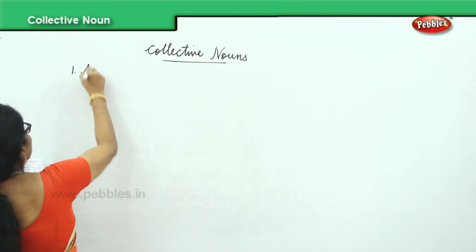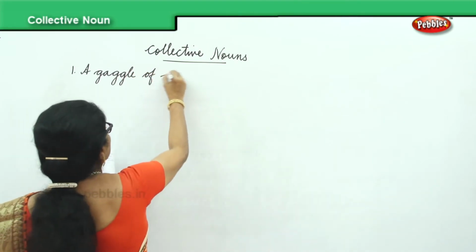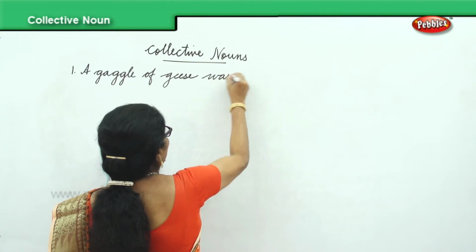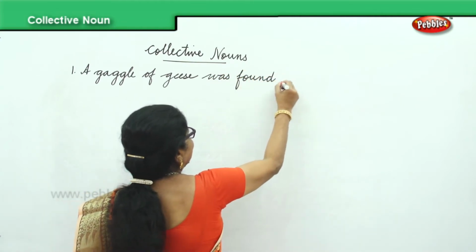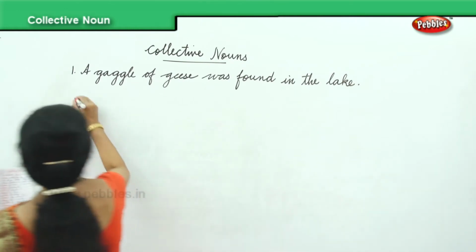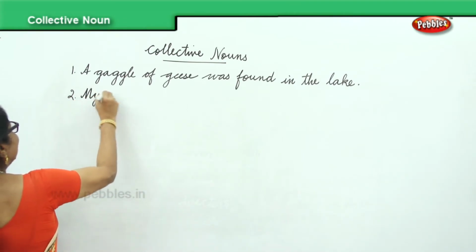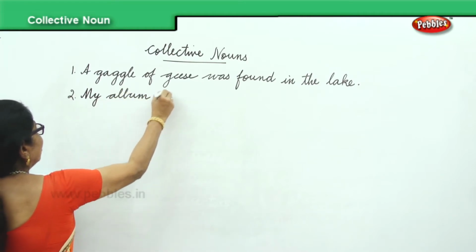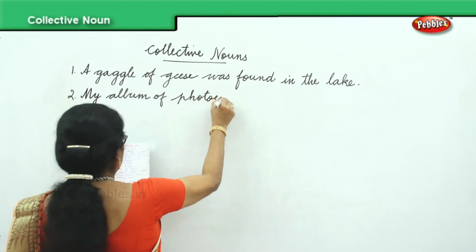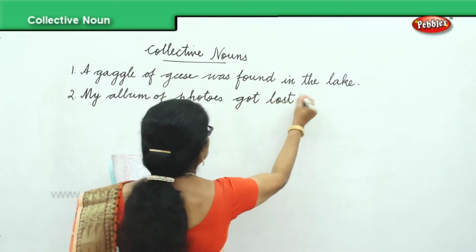First one, a gaggle of geese was found in the lake. So you keep reading and identify. My album of photos got lost.